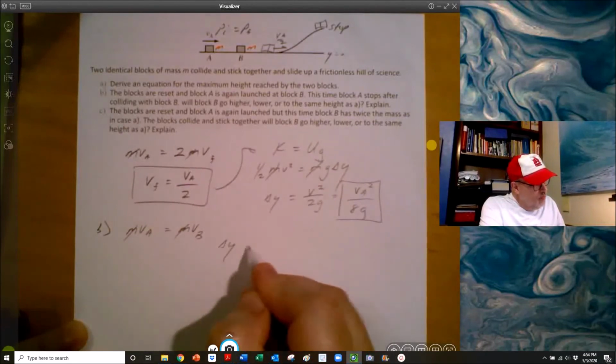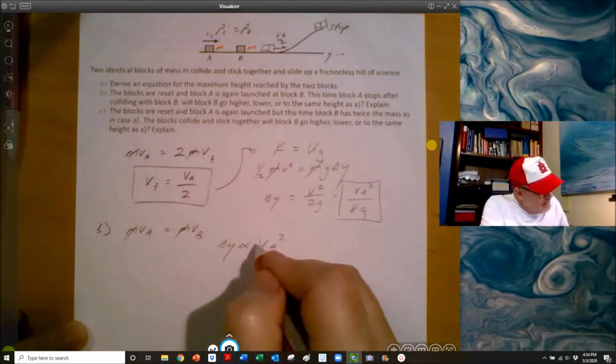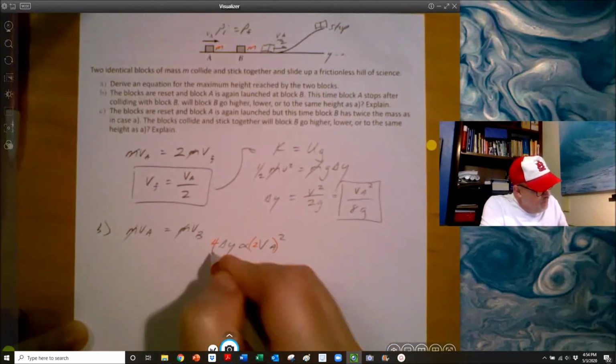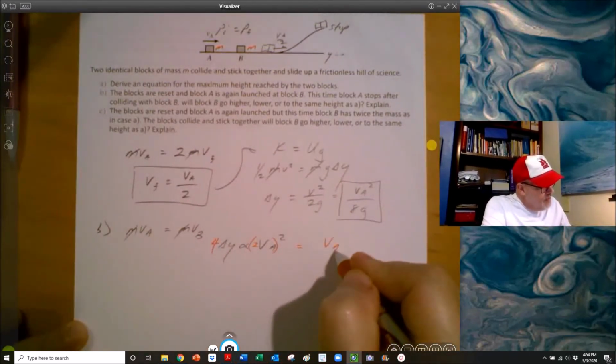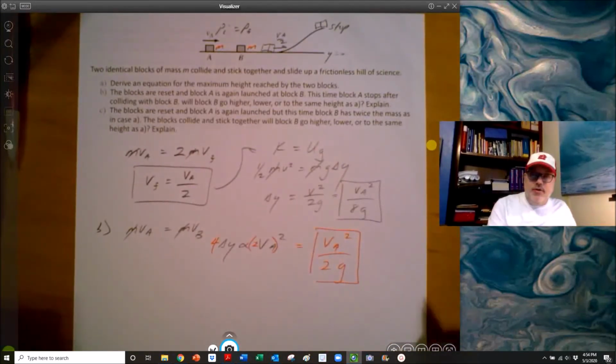So look, delta Y is proportional to V_A squared. So if we double that velocity, we should get 4 times the height. So 4 times this, V_A squared over 2g would be our new height, 4 times greater than it was before.